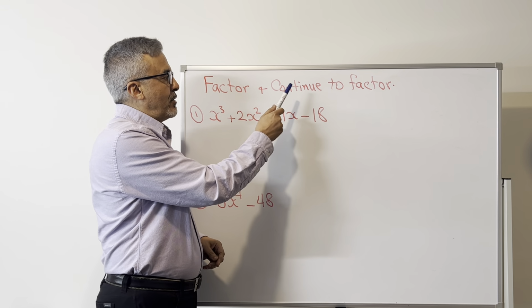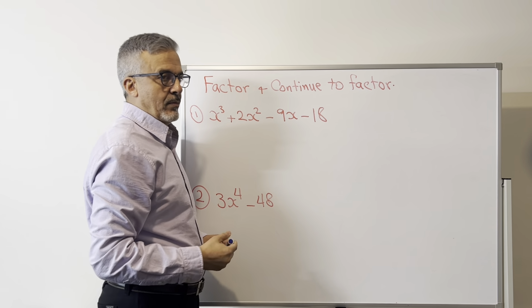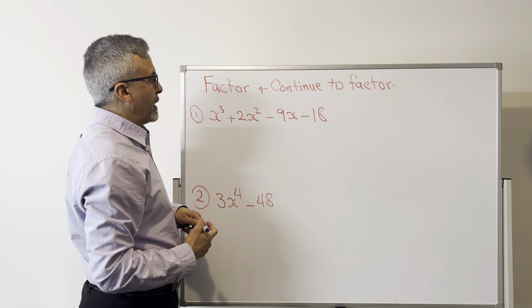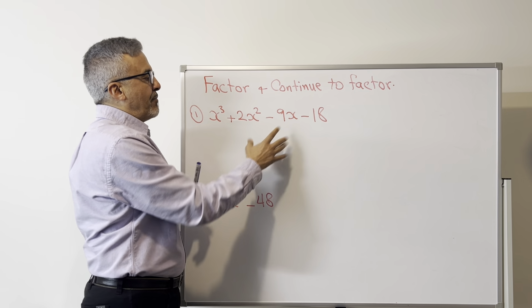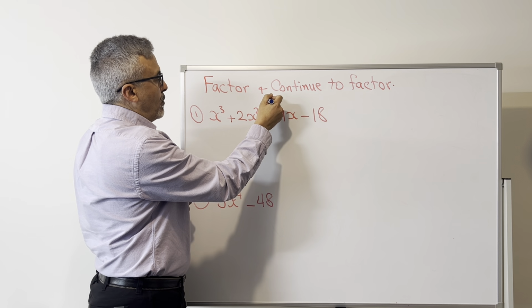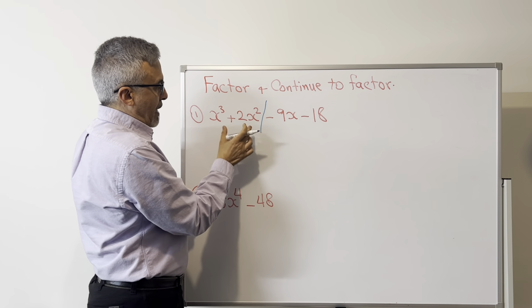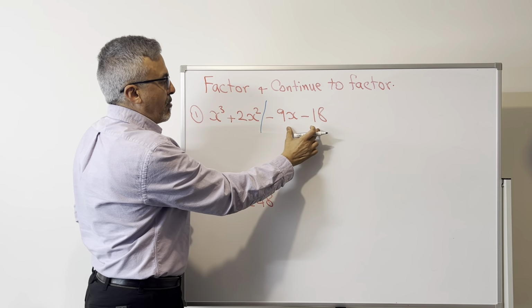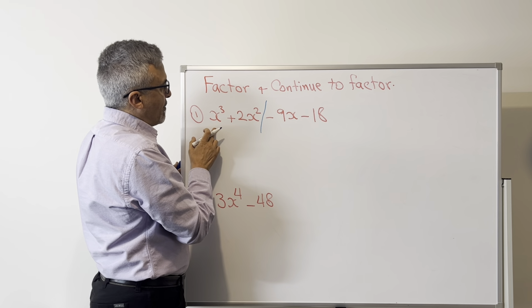So factor and continue to factor. Let's start with the first one here. This kind of factoring is called factoring by grouping. So what do you need to do? Break this right in the middle where you have a binomial on the left side and a binomial on the right side. Take out the greatest common factor from here.